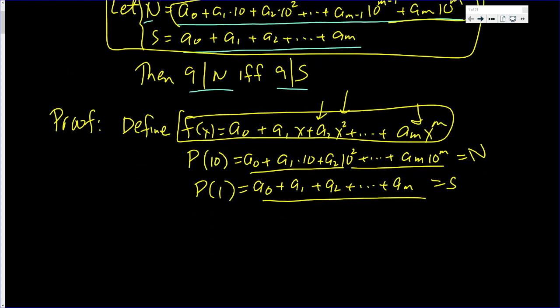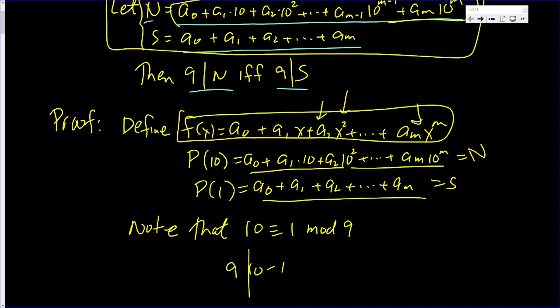Okay, now note that 10 is congruent to 1 mod 9. 10 minus 1, 9 divides it. 10 minus 1 is 9. 9 divides 9. 9 goes into 9 exactly one time. Well, this implies that p of 10 is congruent to p of 1 mod 9.